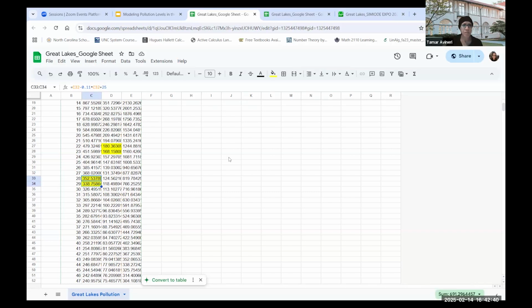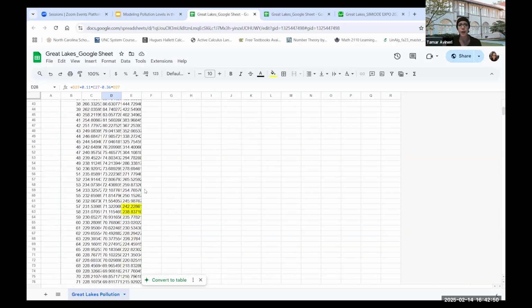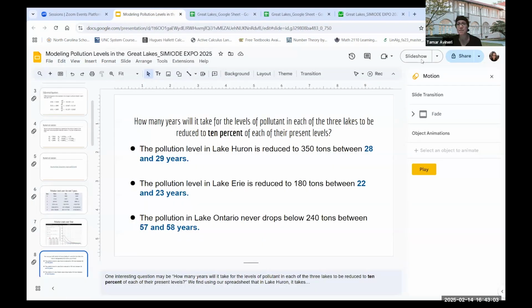And then we do the same with Erie. 1800 was the initial, so 180 is what we're looking for. And then for Ontario, it was 2400. So we look between 57, 58 years. This again gives them a very accessible way to interpret what we're looking at and make meaningful conclusions. All right, so let's go back to the slideshow.